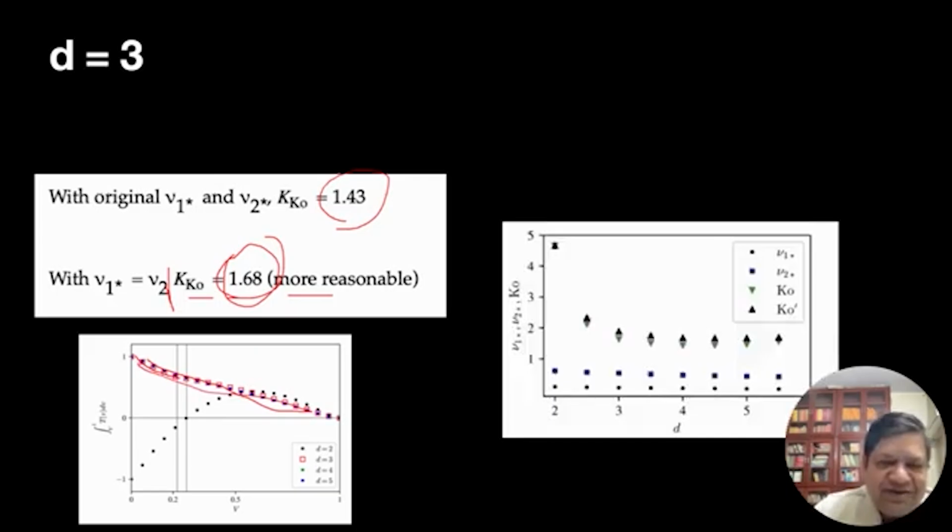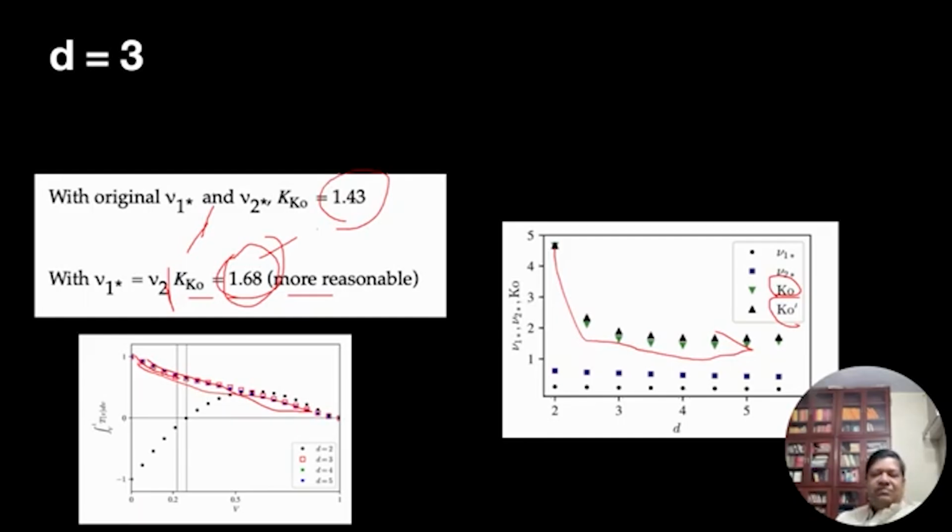Well, I'm sorry, not here. This is the Kolmogorov constant. Here, two of them. One is with the constant, both were equal. Another one is with the original nu1 star and nu2 star. In any case, these two procedures are slightly different, but the numbers are not too different. Okay, so the Kolmogorov constant for D equal to 3 is quite okay.